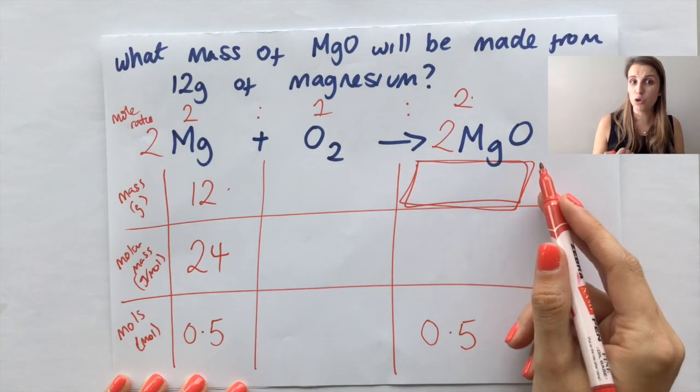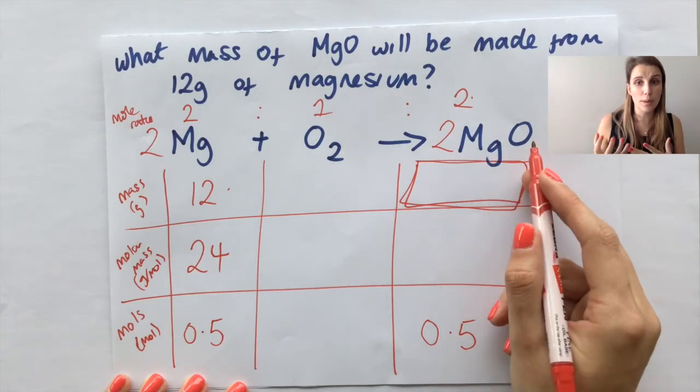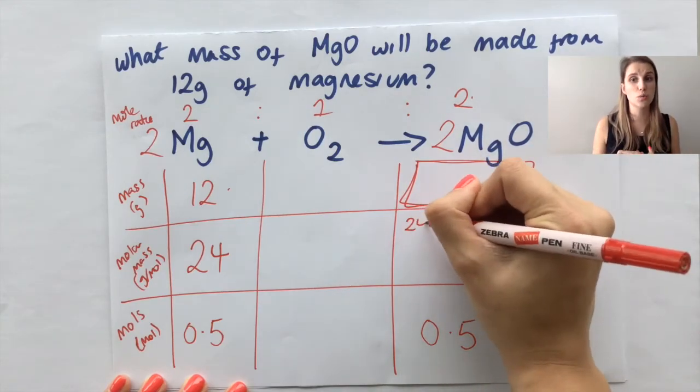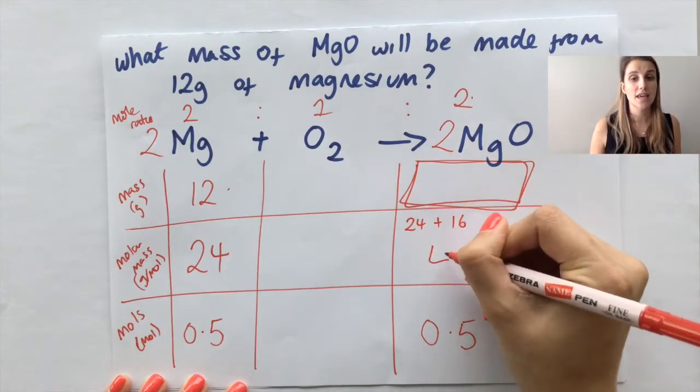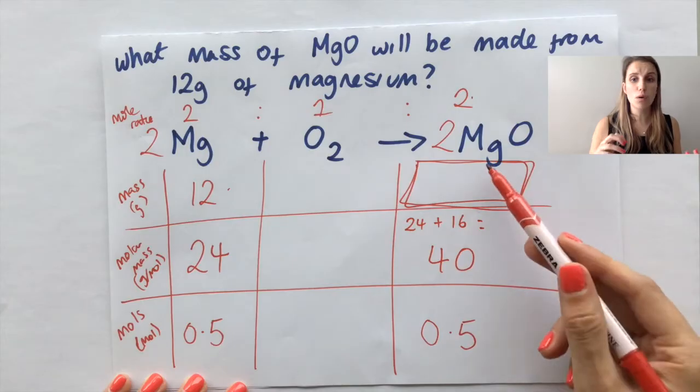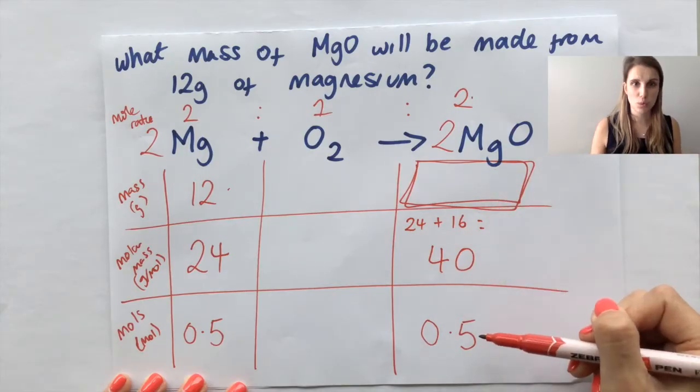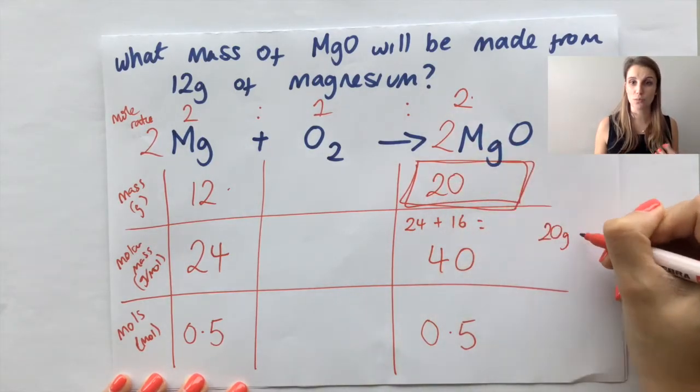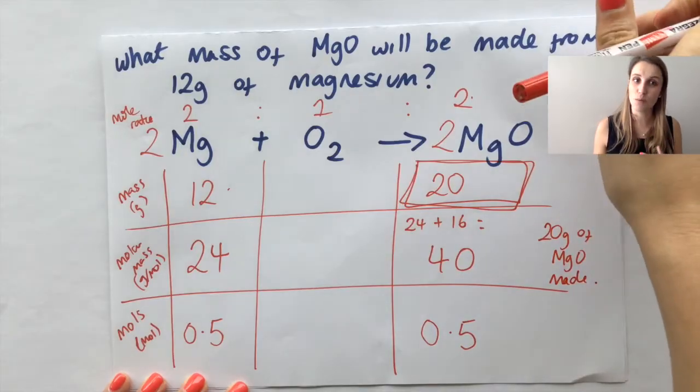You can then work out your relative formula mass or your molar mass of your magnesium oxide. It's just 24 plus 16, giving you 40 in total. So then your mass equals molar mass times moles, giving you 20 grams in total. So we would make 20 grams of magnesium oxide from 12 grams of magnesium.